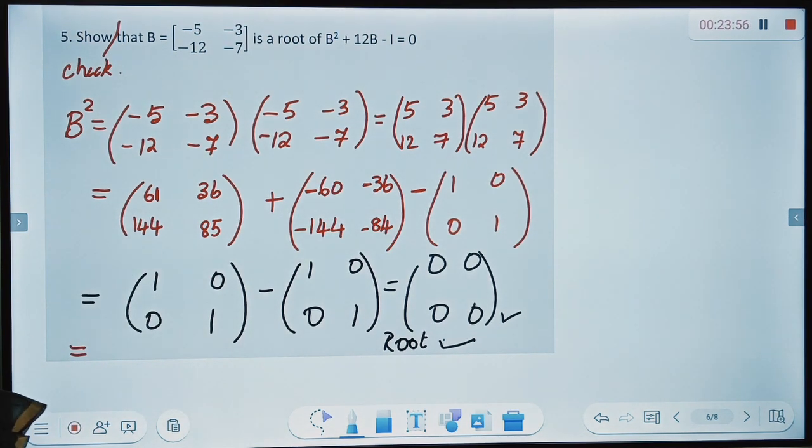So a matrix can also be a root of a polynomial. All along you would have thought only numbers can be roots or zeros of a polynomial. What we are seeing in here is that a matrix can also satisfy a polynomial equation.